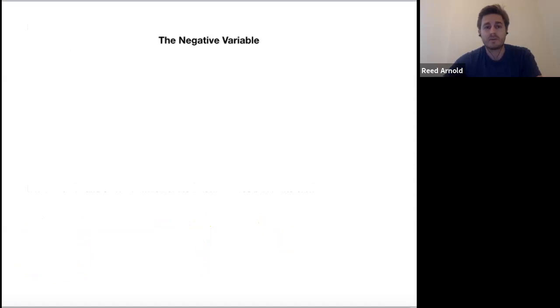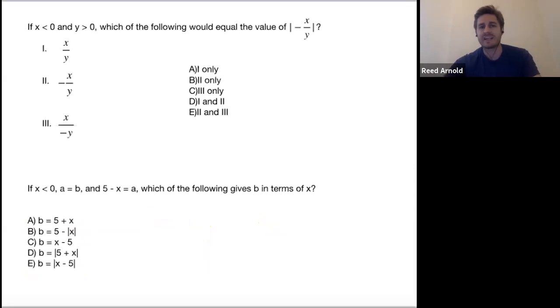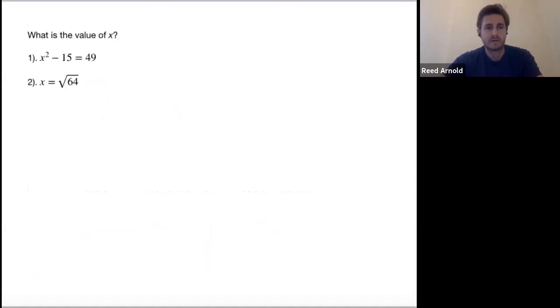Okay. So when you have negative variables, keep the negative as part of the variable. It's still there. You can't do the aesthetic cancellation like you can with numbers. The answer to the first question is E. These two are equal and they are both the same. Okay, so that's a super common issue I see when certain questions pop up. Just keep an eye out for it.